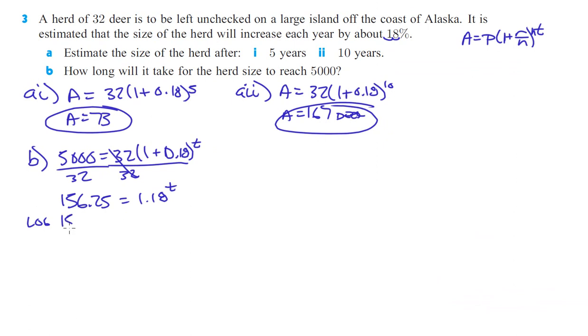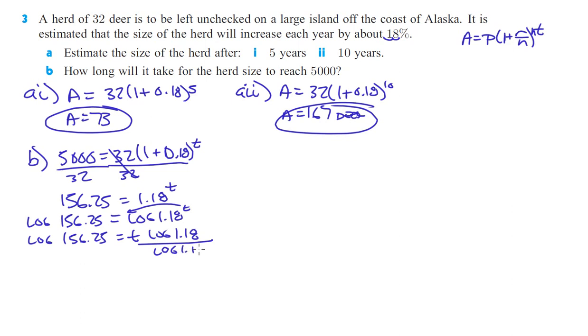So log 156.25. We want to know when's that going to equal log 1.18 to the t. T now comes out front, so we are at log 156.25 equals t log 1.18. Divide both sides by log 1.18. And that should tell us how long it will take.